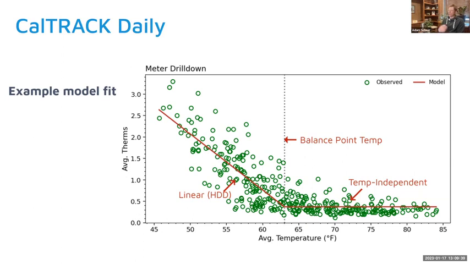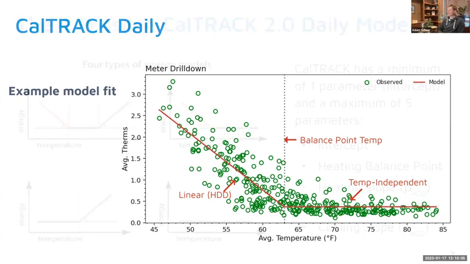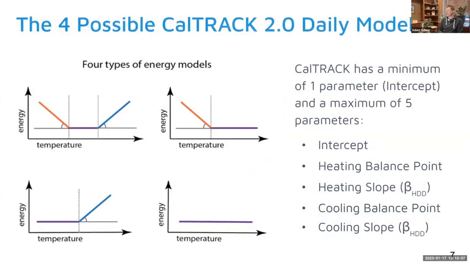And so this is the model formulation: a temperature independent region, a balance point temperature, at which point there's a linearly increasing model on the left side of the graph. That model basically takes into account how much energy consumption increases as a function of temperature, and it's a linear model.